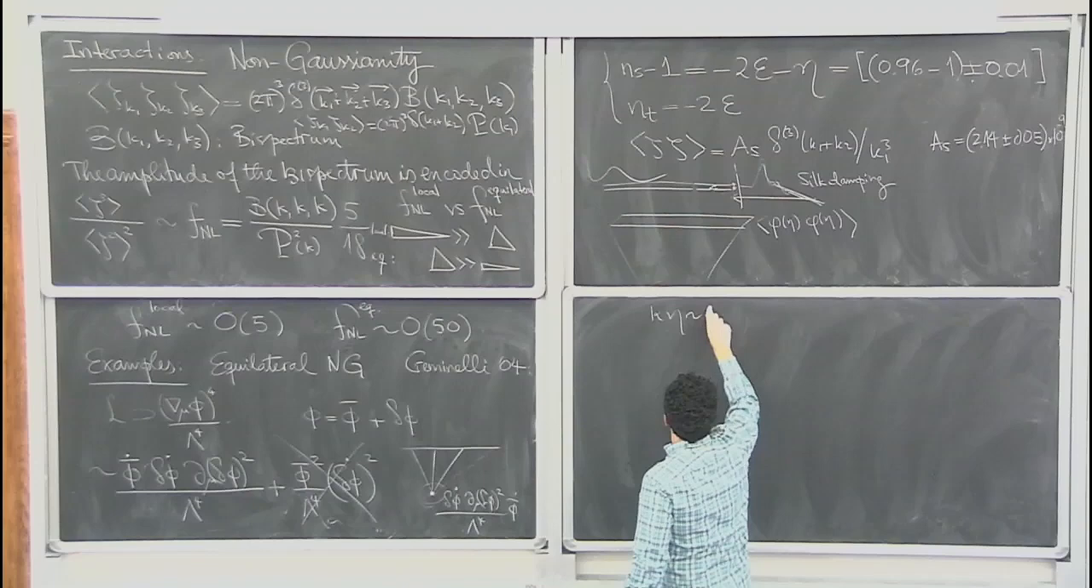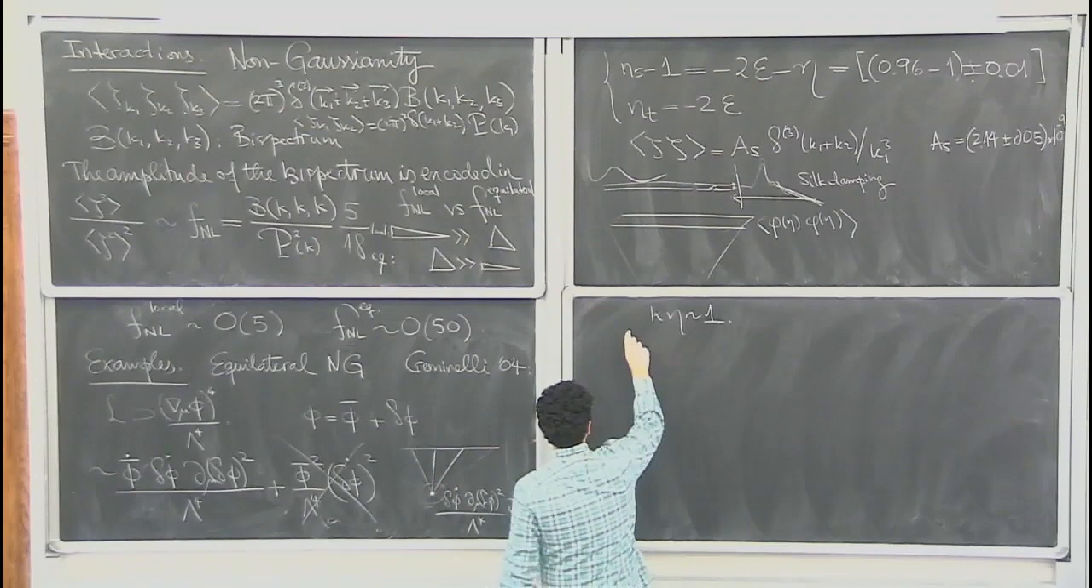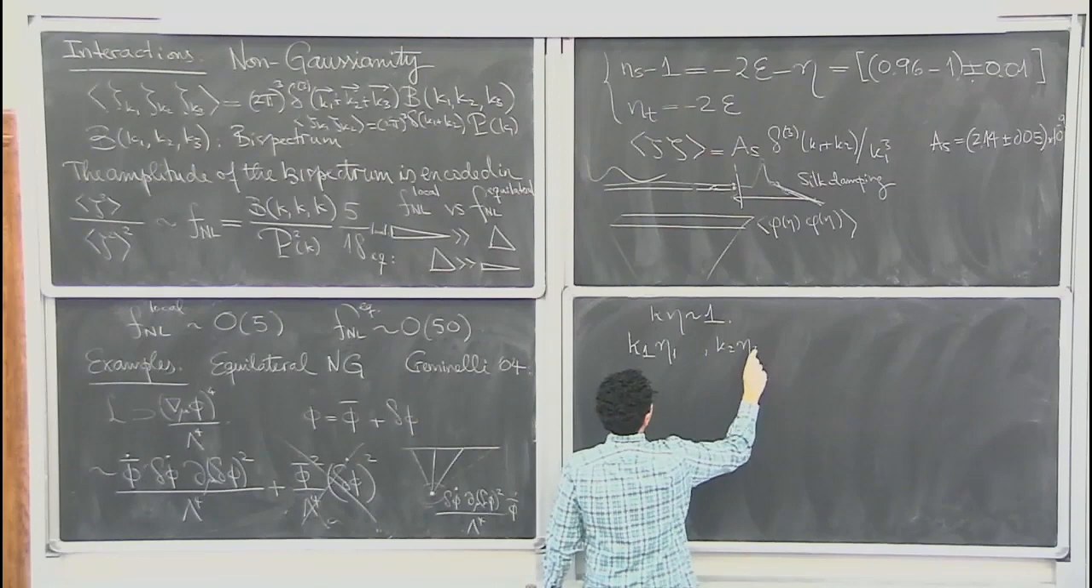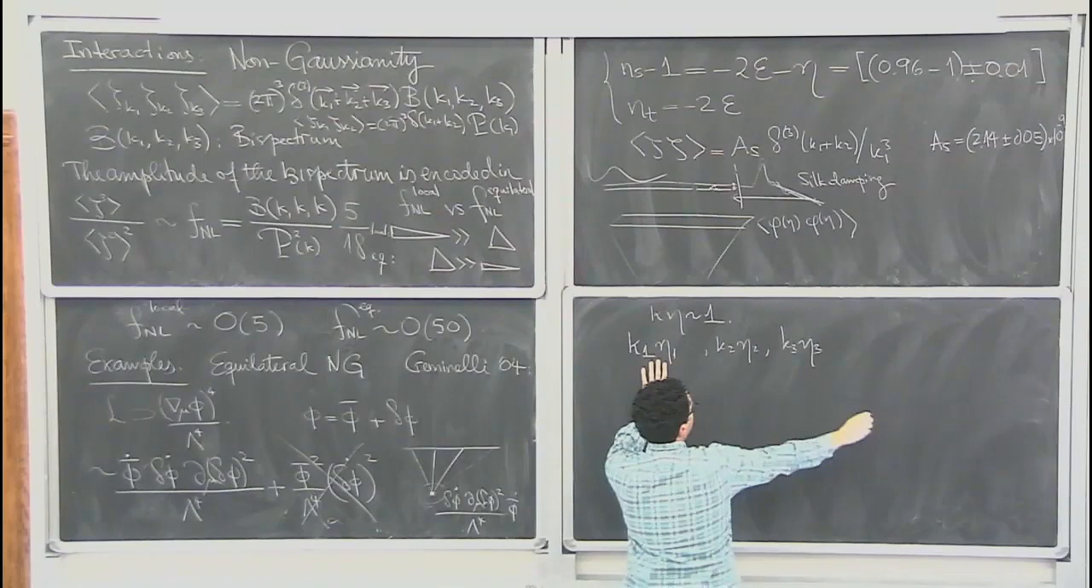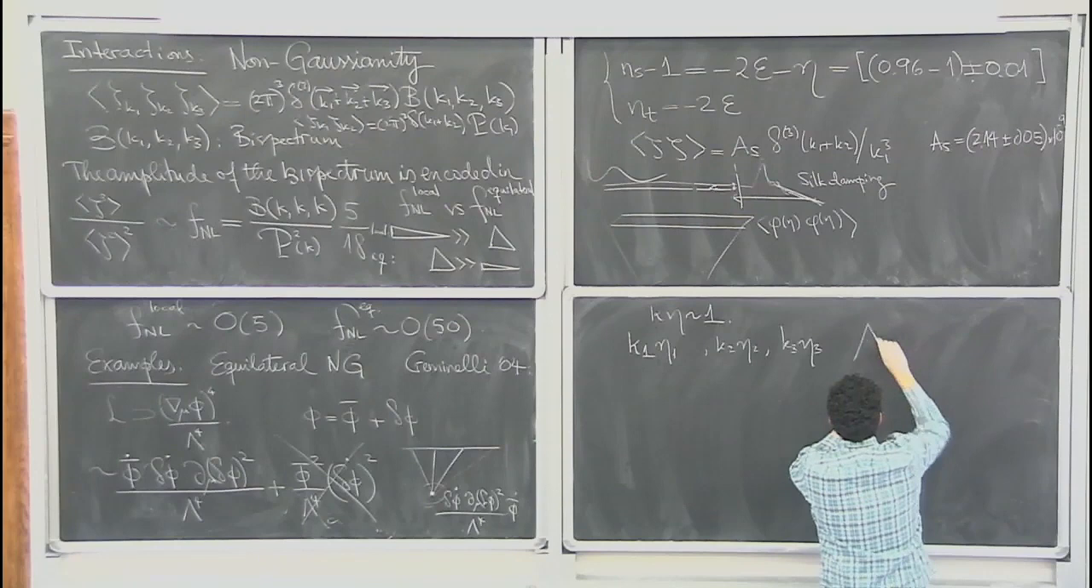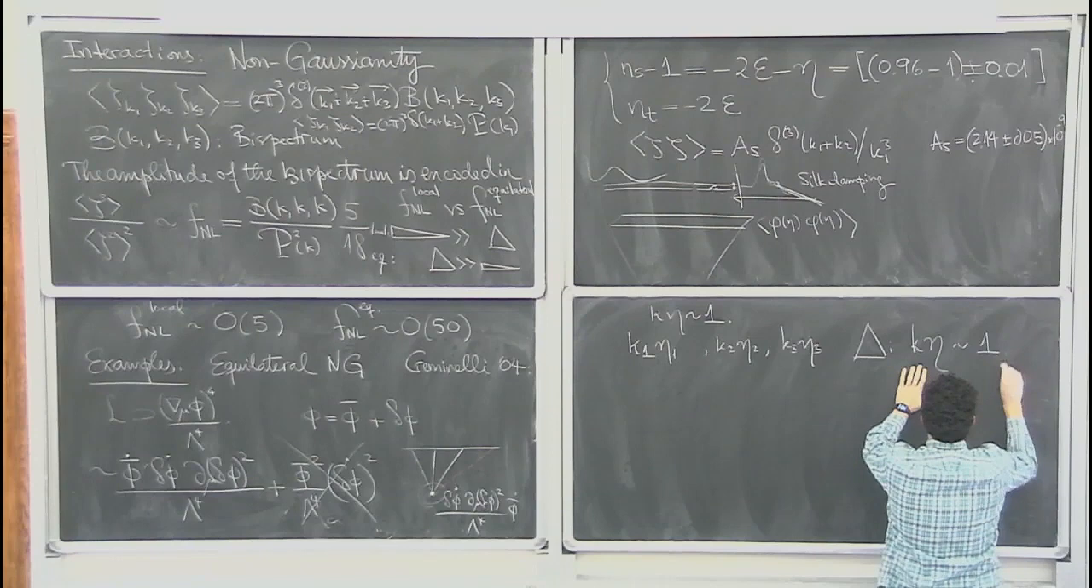But now there are three modes. You have to correlate three different modes. There's k1 eta 1, k2 eta 2, k3 eta 3, okay? But now if all the modes have similar comoving size, then it means that there is a single time scale. So for equilateral, there's a single time scale, k eta order 1, for which the signal peaks.